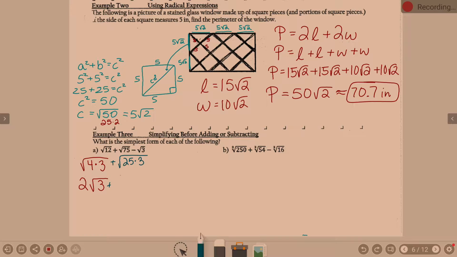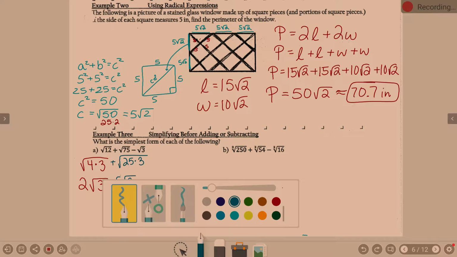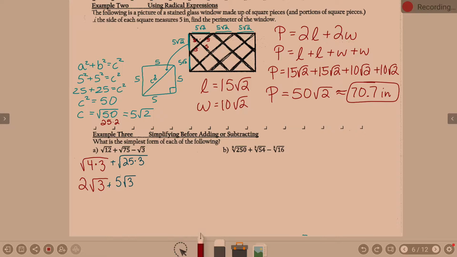But what is the square root of 75? I mean, 25, yes. 5. The square root of 25 is 5, and the 3 stays under the square root. Okay, got one more to work with.